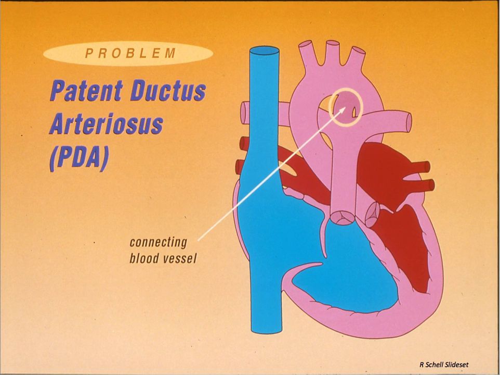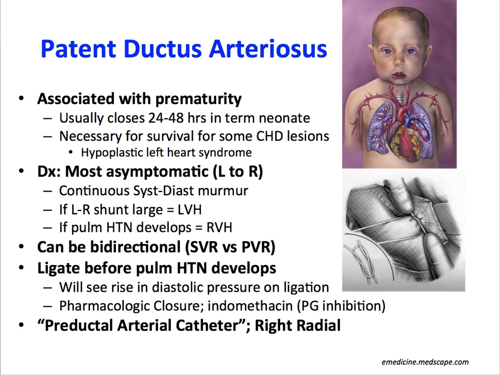So let's look at one of our first lesions, the patent ductus arteriosus. Here is shown an example of the ductus connecting the arch and the main pulmonary artery. Usually the ductus is right there at the takeoff of the left subclavian. The patient with a patent ductus arteriosus is often premature, but it usually closes within a day to 2 days in the term neonate. And in some lesions, keeping that ductus open is critical, and hypoplastic left heart is one of those where a patient will remain on prostaglandins to keep the ductus open until a surgical repair can be done. But it usually closes in term neonates within 1 to 2 days.